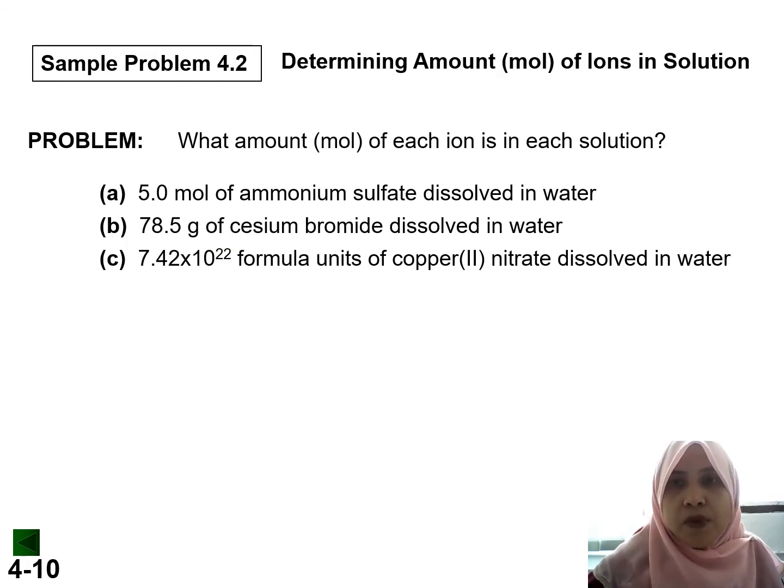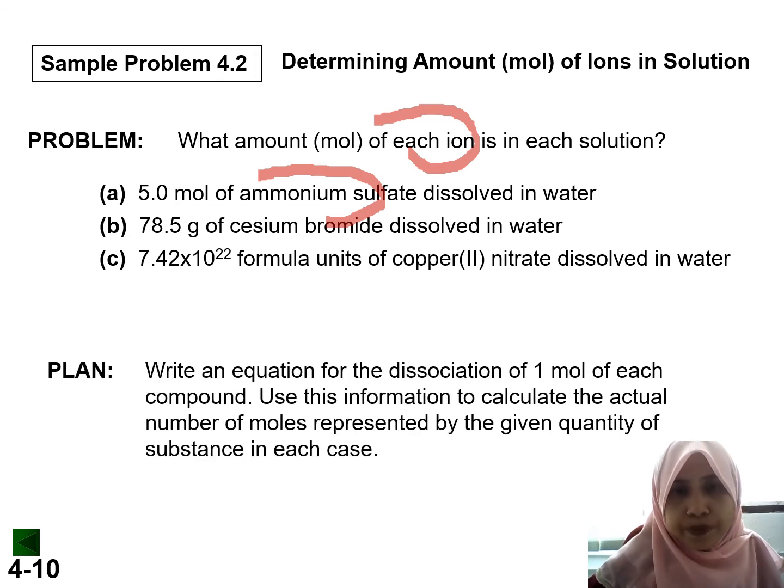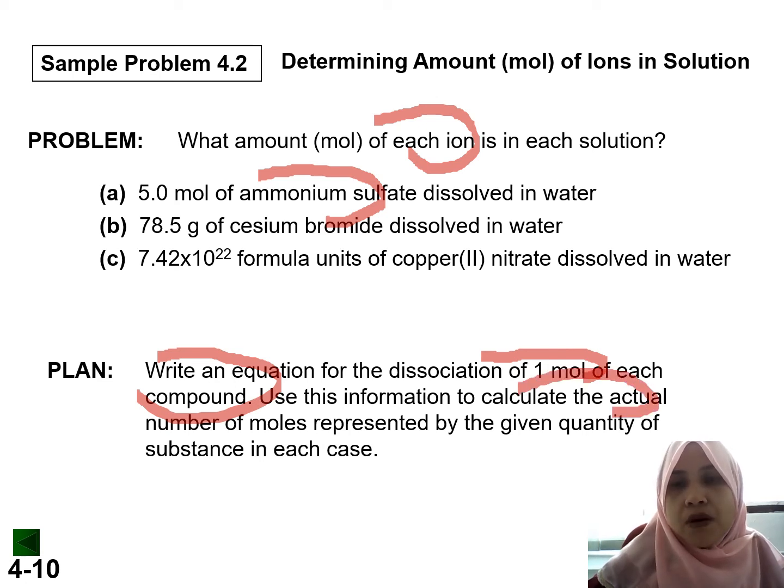Sample problem 4.2 requires us to determine the amount of mole of each ion in each solution. For example, 4.2a, ammonium sulfate dissolved in water. As we know, when an ionic compound dissolves in water, it will dissociate into cation and anion. So we need to write the equation for the dissociation of 1 mole of each compound and use this information to calculate the actual number of moles represented by the given quantity of substance.